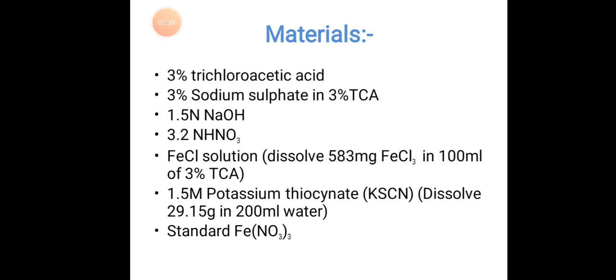Materials required: 3% trichloroacetic acid, 3% sodium sulfate in 3% TCA, 1.5 normal NaOH, 3.2 normal HNO3, FeCl3 solution, which can be made by dissolving 583 milligrams FeCl3 in 100 ml of 3% TCA, 1.5 molar potassium thiocyanate, that is KSCN, dissolve 29.15 grams in 200 ml water, and standard FeNO3 taken thrice.